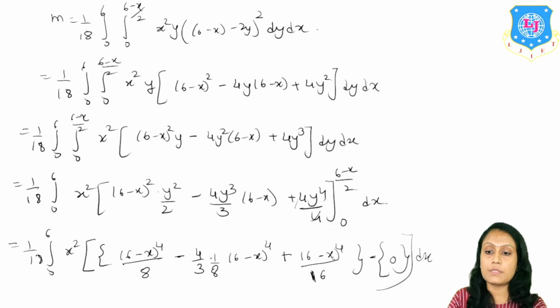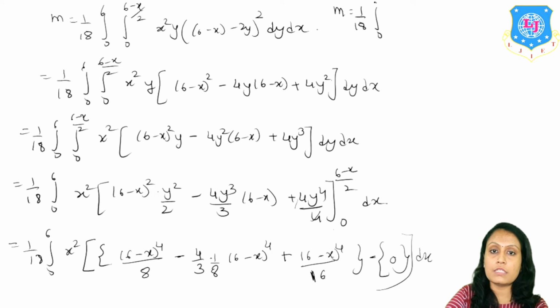Now take out 6 minus x raised to 4 common, and take the LCM, so you will get m is equal to 1 upon 18 integration 0 to 6 into x square, and here 6 minus x whole raised to 4 upon 48 dx. Now to solve this, we have to apply the Leibniz rule formula, that is integration u into v is u v1 minus u dash v2 plus u double dash v3 and so on.